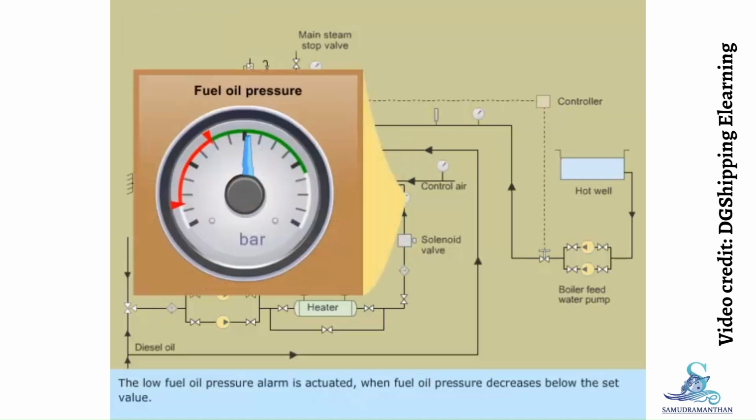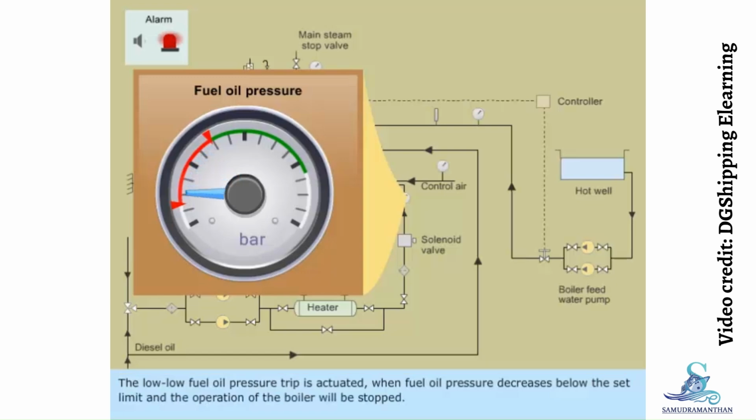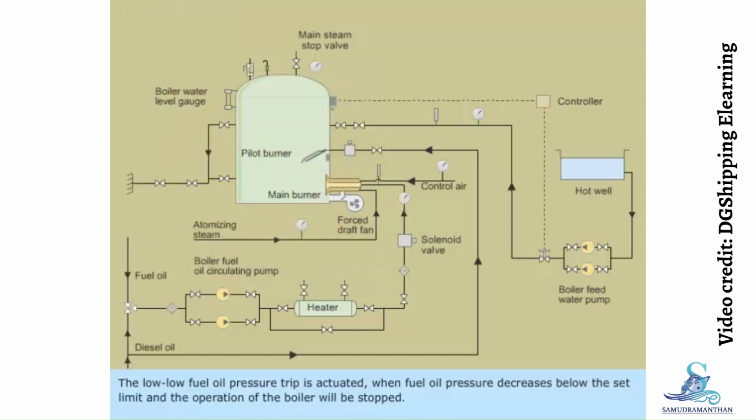The low fuel oil pressure alarm is actuated when fuel oil pressure decreases below the set value. The low fuel oil pressure trip is actuated when the fuel oil pressure decreases below the set limit and the operation of the boiler will be stopped.